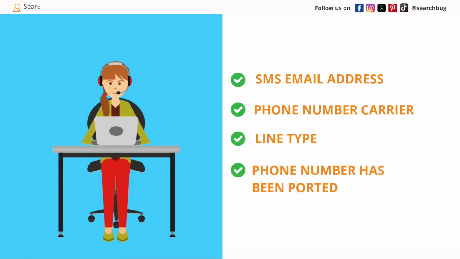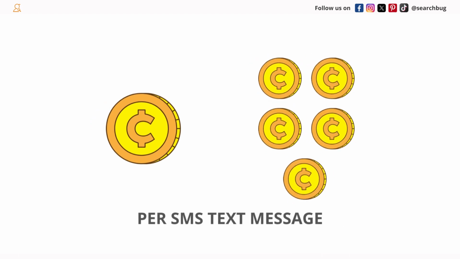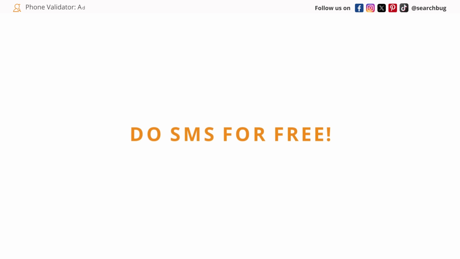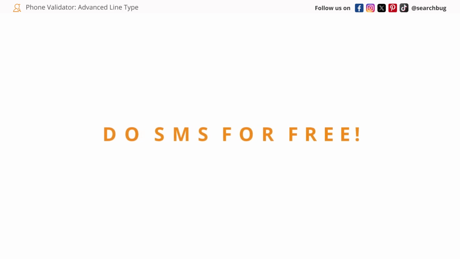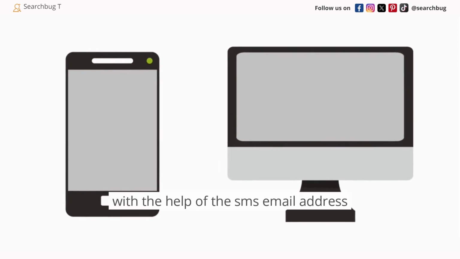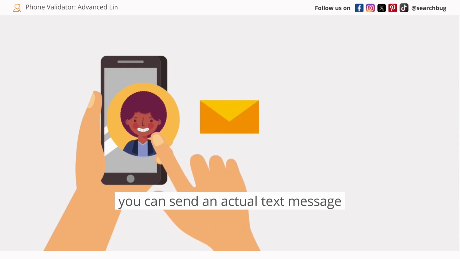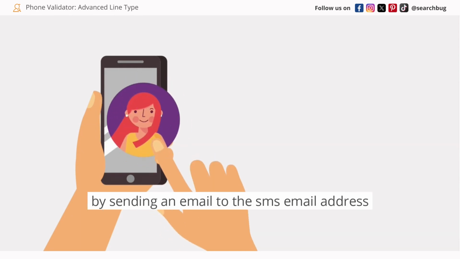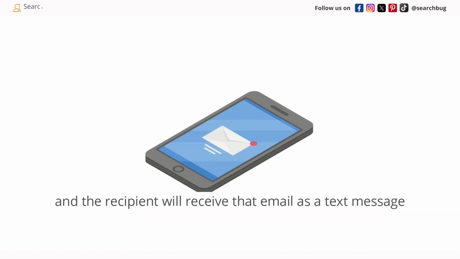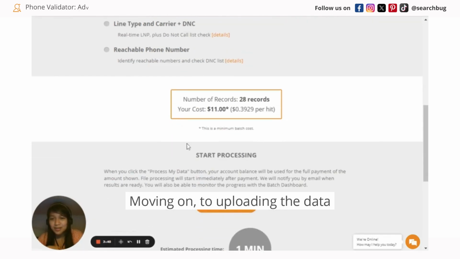We all know that it actually costs between 1 cent to 5 cents per SMS text message, but you can actually do SMS marketing for free. Yes, that's right. You can send SMS text message for free with the help of the SMS email address. So once you have that, you can send an actual text message by sending an email to the SMS email address, and the recipient will receive that email as a text message. So that's the magic.